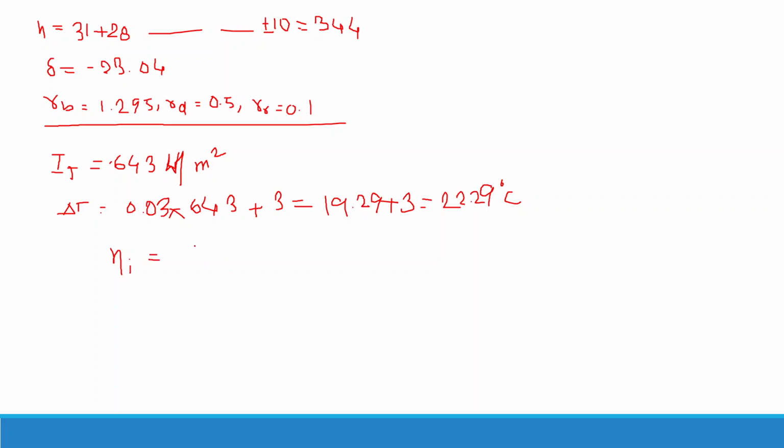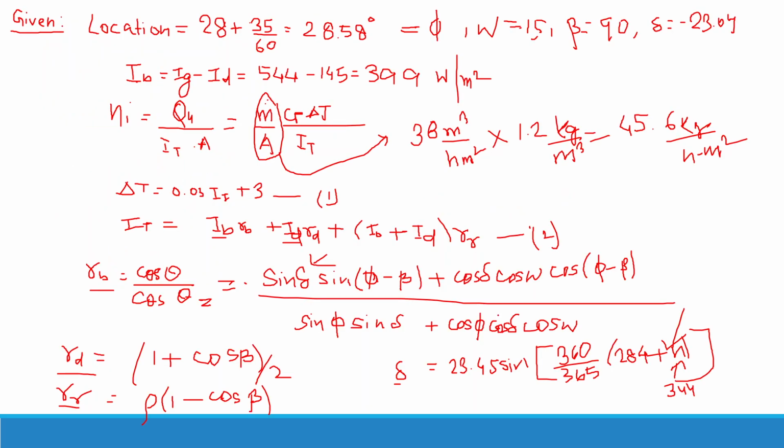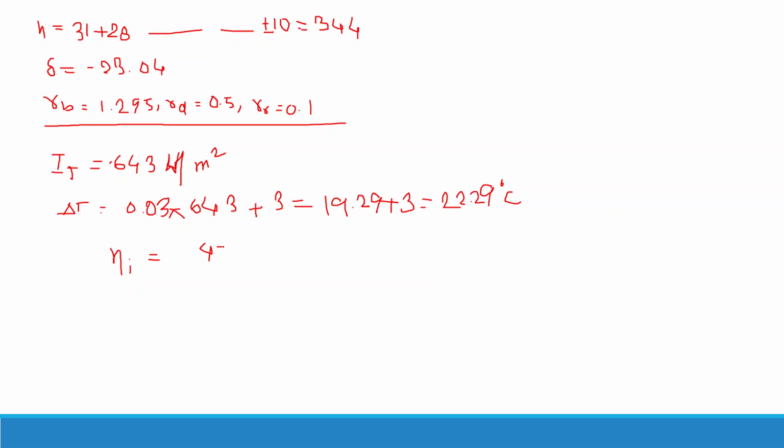And I equal to, then you calculated the m by A to be something. Where did you calculate? 45.6. CP is 4.18 into 10 to the power 3, into this delta T is 22.29.